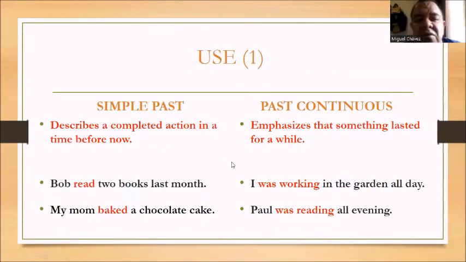Let's check the use for the simple past. It describes a completed action in a time before now. For example, Bob read 2 books last month. My mom baked a chocolate cake. And the first use for the past continuous, it emphasizes that something lasted for a while. I was working in the garden all day. Paul was reading all evening.